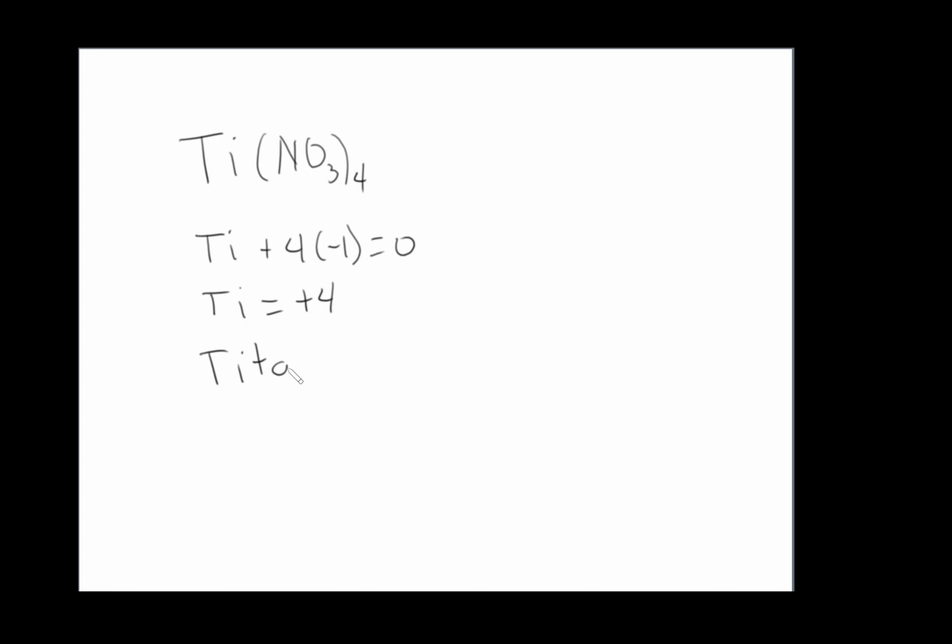All right, so let's try another one. Let's say titanium nitrate. Okay, now what I just said, titanium nitrate, gives you absolutely no idea what its charge is. So let's use what we do know. Well, I know that that nitrate is a -1. So my titanium plus 4 -1s has to be neutral. So the charge on this titanium is a +4. And so my name should be titanium 4 nitrate.